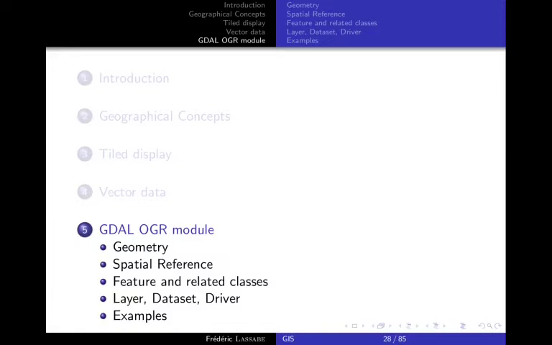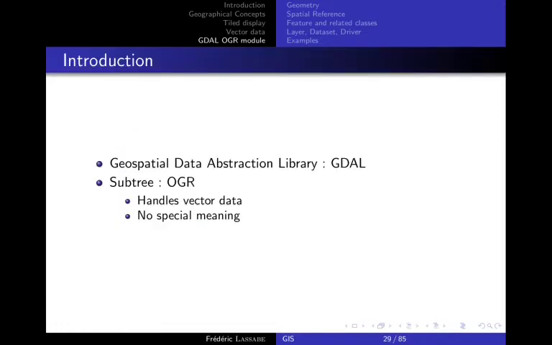So first we'll talk about geometry and all of its class tree. Then we'll see the spatial reference and how we can convert coordinates from one system to another. Then we'll talk about features and related class when parsing data source. Then we'll see how to use a driver to extract a data set and its layers from a data source. And last, we'll see some examples.